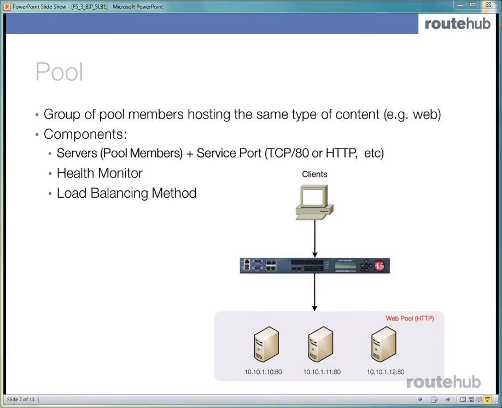The next component is a pool or a server pool, and that is a group of pool members that will host the same type of content like a web server farm or an FTP farm perhaps. The configuration of a pool involves a few other components on its own. It contains adding the nodes or the servers, which would then be represented as pool members, and specifying the service port for each server that is added to the pool like HTTP or FTP, for example. You can also define a health monitor to the server pool, and you can define the load balancing method for how traffic will be distributed among the group of available servers.